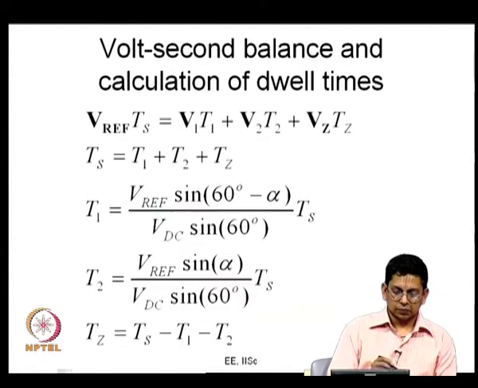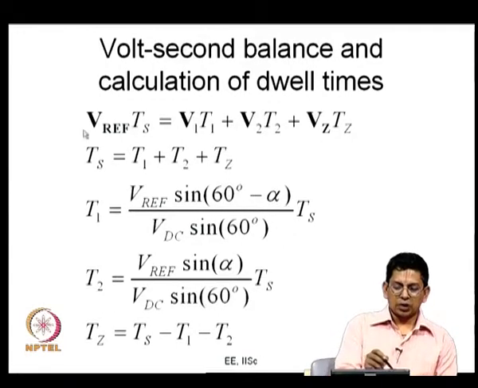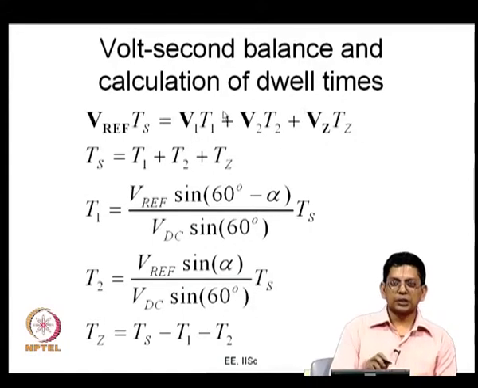So, this is the volt second balance. V reference into Ts is the required voltage, and what is applied is V1 for T1 seconds, V2 for T2 seconds and Vz for Tz seconds. These two have to be equal. That is, the volt seconds are equal over a subcycle duration. So, Ts is T1 plus T2 plus Tz.